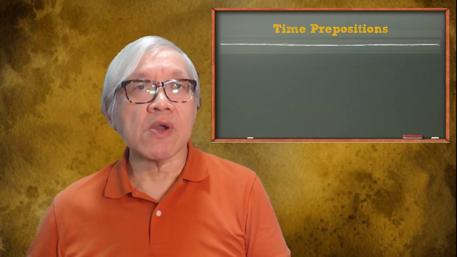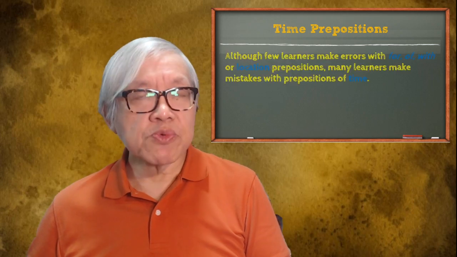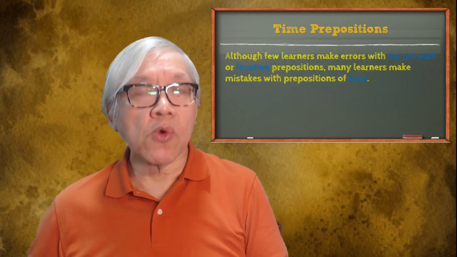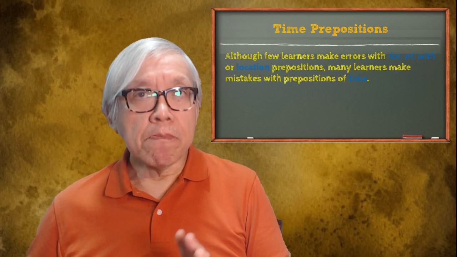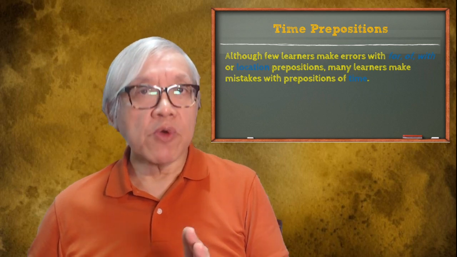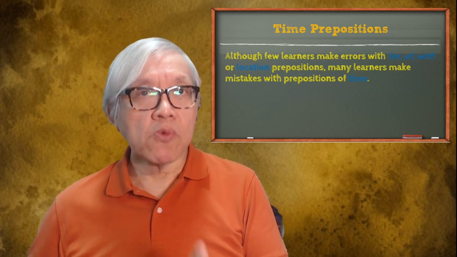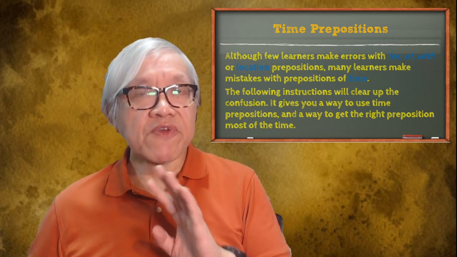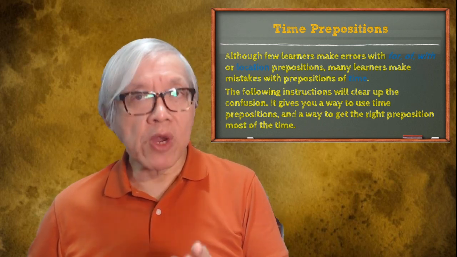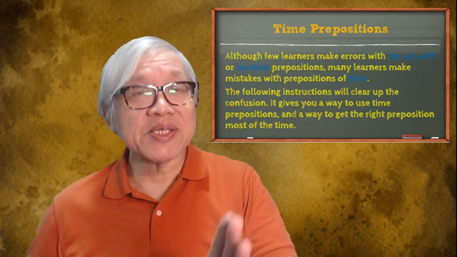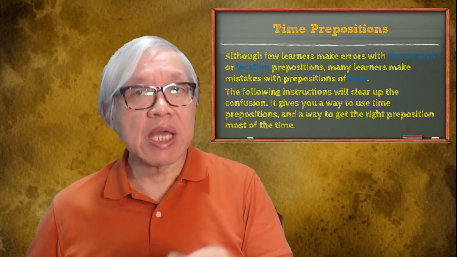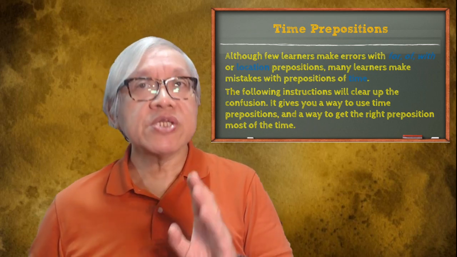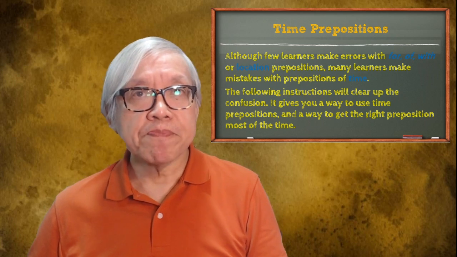Like I said before, very few learners make mistakes with for, of, with, or location prepositions. Most learners make the mistakes with prepositions of time. So we're going to give you these instructions, and if you follow these rules, you'll get it right most of the time. There are some exceptions, but don't worry about that for now. Just try to master what I show you today.